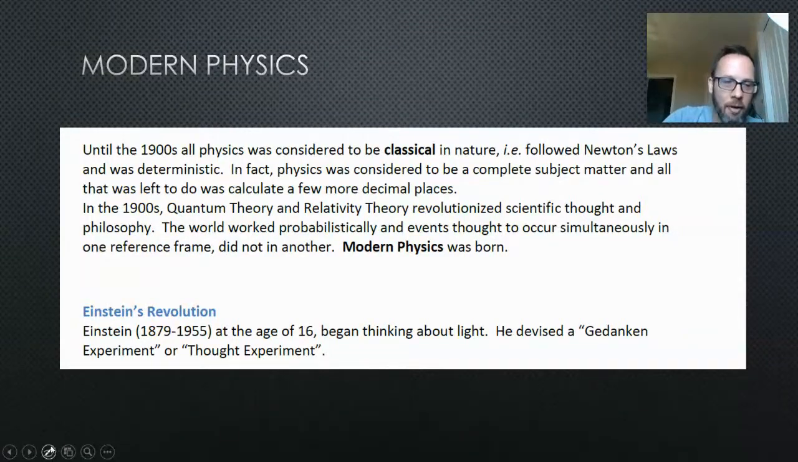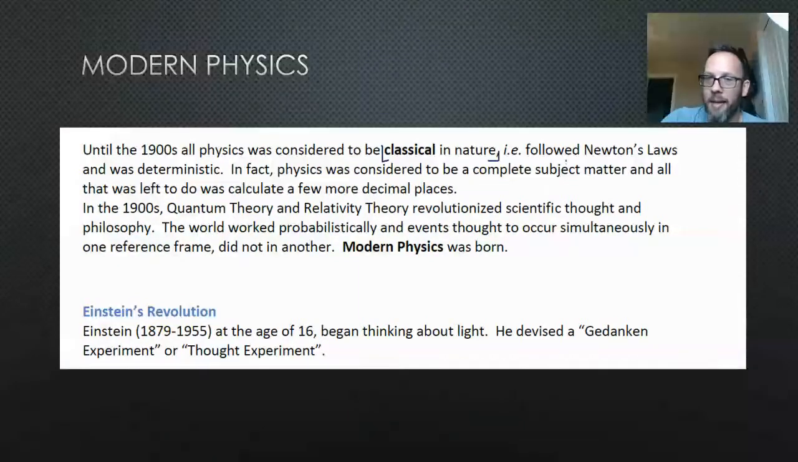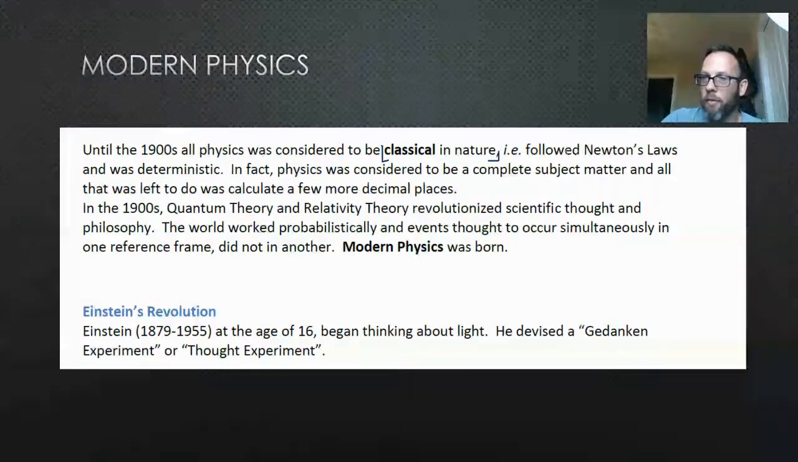So until the 1900s, all physics was considered to be classical. So basically, follow Newton's laws, was deterministic. If you knew the initial conditions, like, you fire this cannonball with a certain angle at a certain speed, and you know all the properties of the air resistance, you could fully determine the outcome. And people thought that physics was done. Like, we have described the universe. All we need to do is just get more decimal places, get our constants to be more precise.